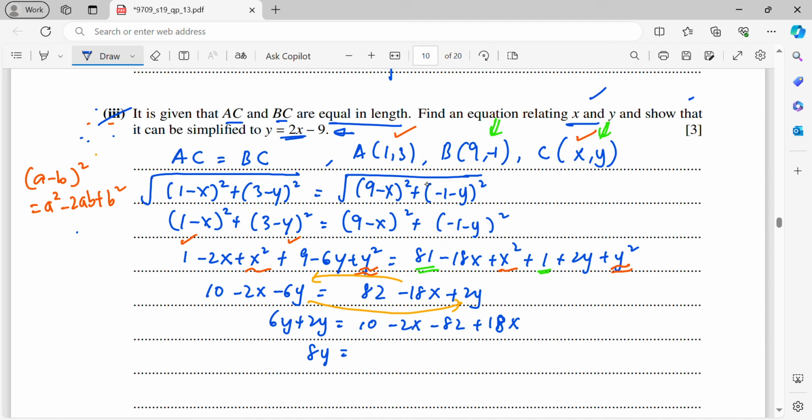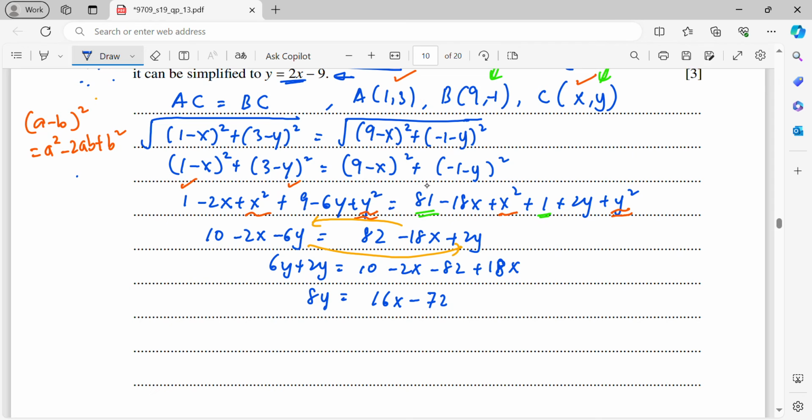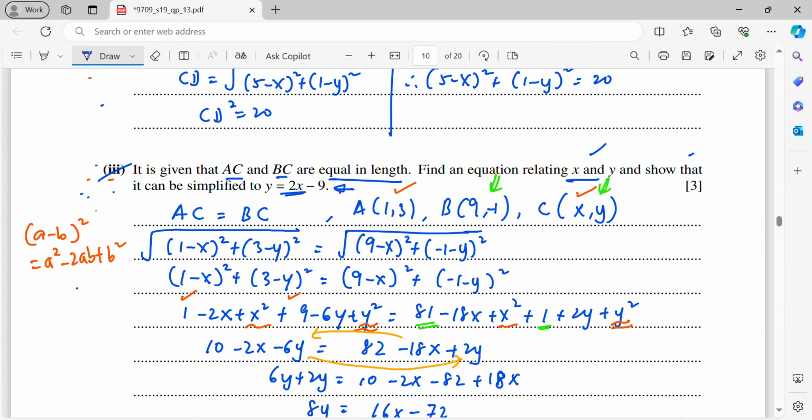Minus 2x plus 18x is 16x. Then 10 minus 82 is negative 72. Now divide the whole equation by 8. So we get y equals 2x minus 9. So we have shown this equation.